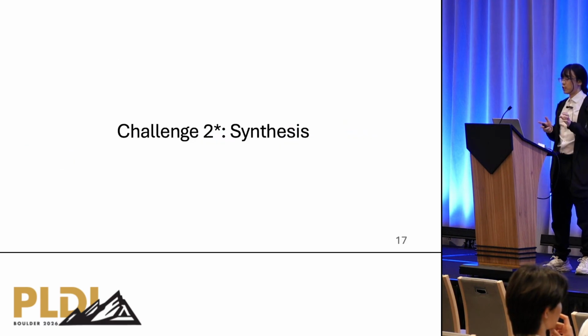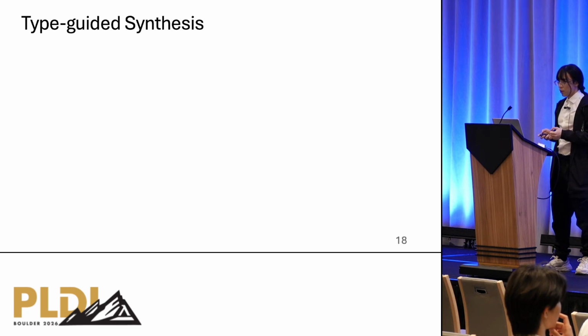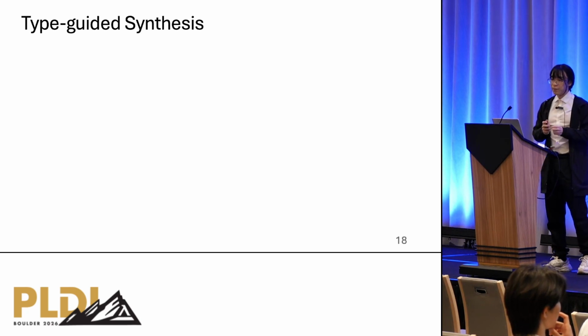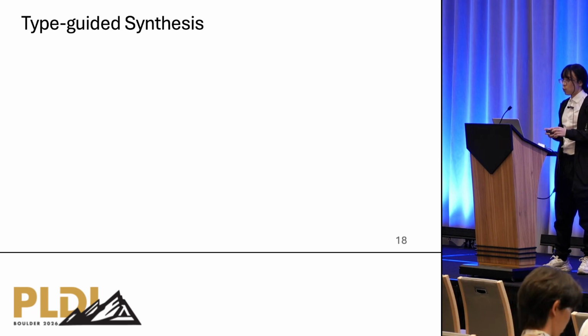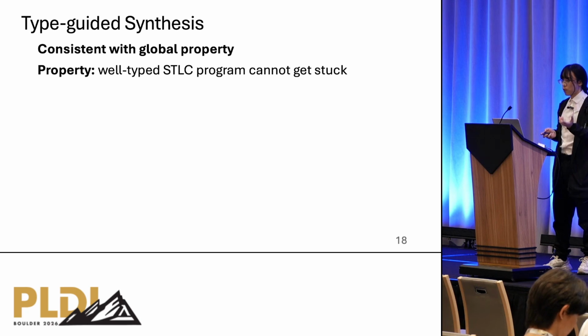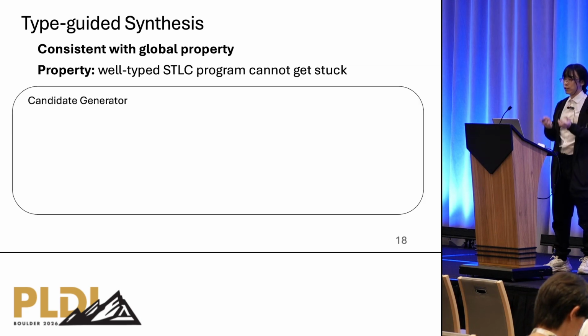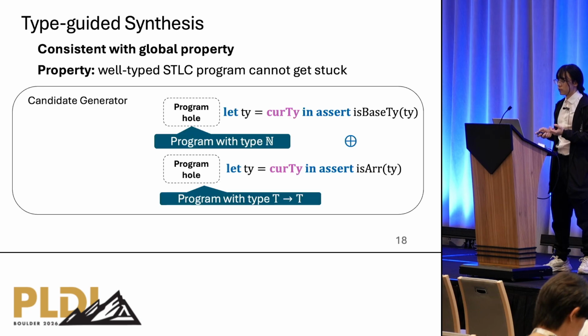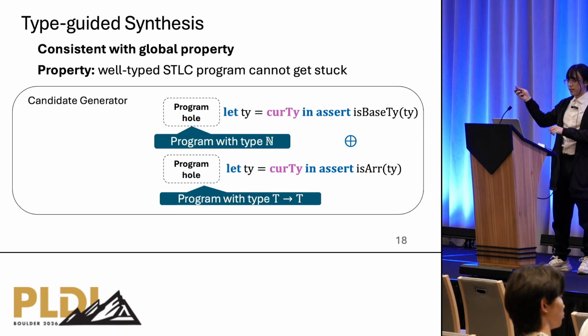Let's move on to the challenge about the synthesis. We derive a type-guided synthesis algorithm that is correct by construction. So how can we guarantee the synthesized generator is consistent with the global property? We take the global property and convert it into a candidate generator. That's exactly a program in our DSL, but with some holes. You can see a well-typed program needs to be either a basic type or an arrow type. So you can see there are two branches.